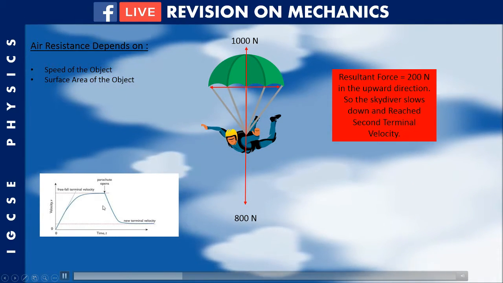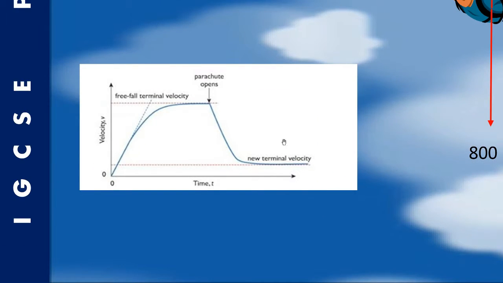So let's check out the graph. It is the graph for this person. Before opening the parachute, the velocity increases, and you can see the gradient decreases, so definitely the acceleration decreases. And when he realizes that he has reached a constant velocity, he opens his parachute, right? And after opening the parachute, the velocity decreases. It decreases and it has reached a new terminal velocity.